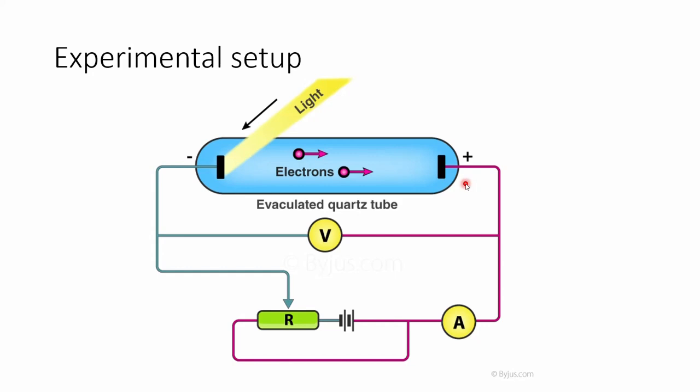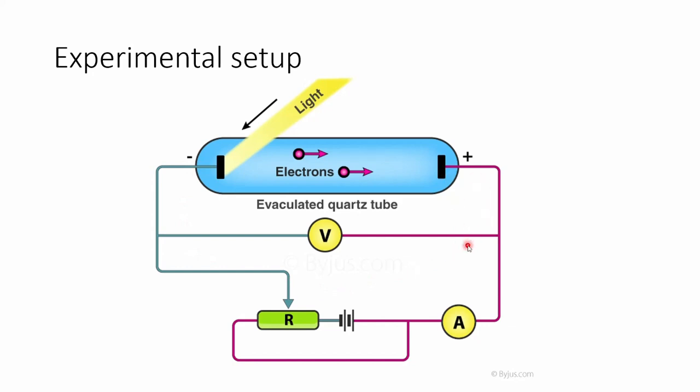That current formed due to the photoelectrons is called photoelectric current, and this current can be measured using a meter connected here. This photoelectric current will be of very small value, of milliampere range. Here we can change different parameters: the intensity of the light, the frequency of light, and the potential difference applied between the two electrodes.